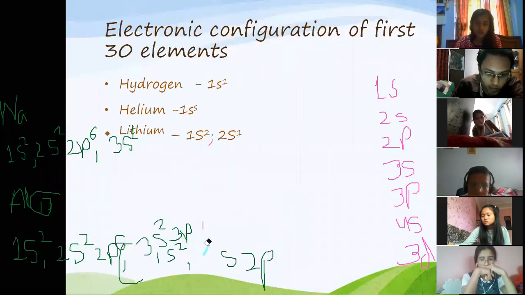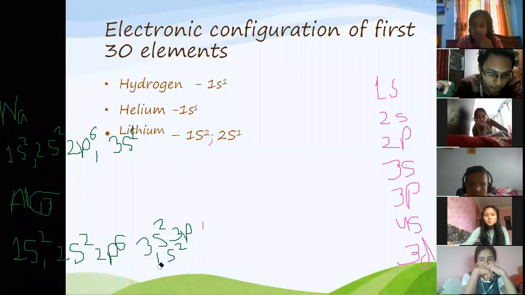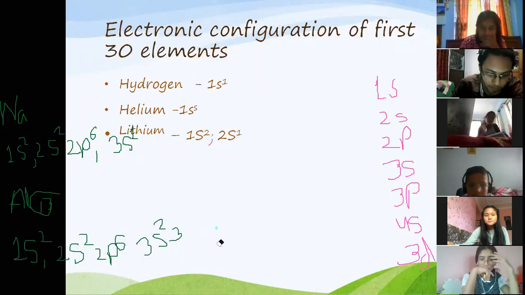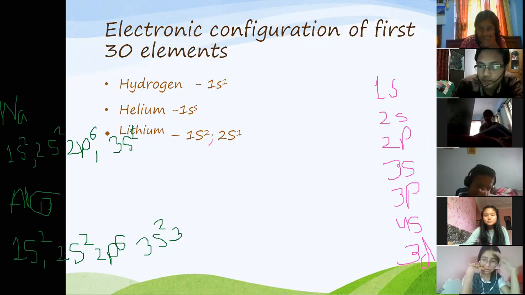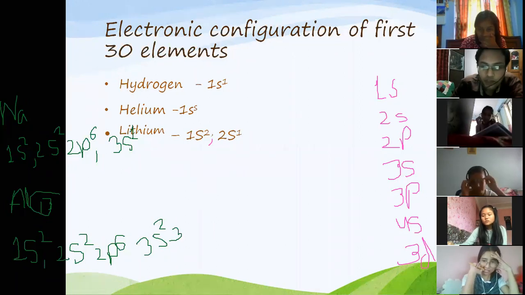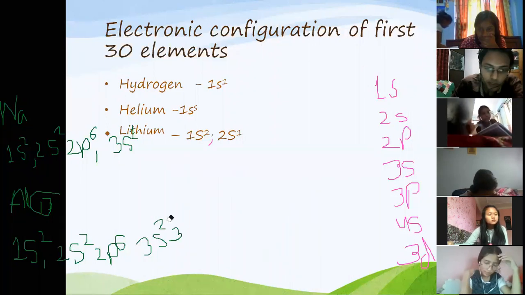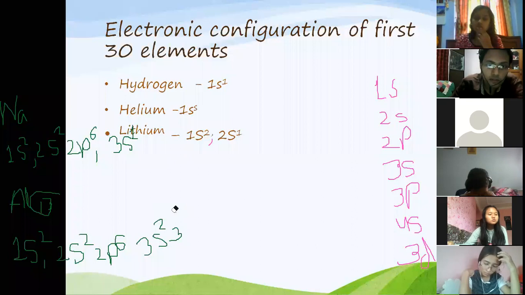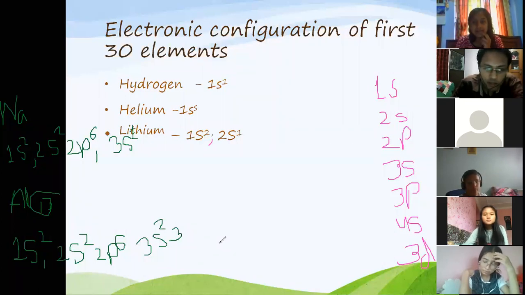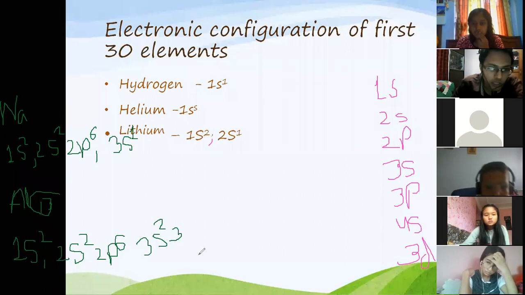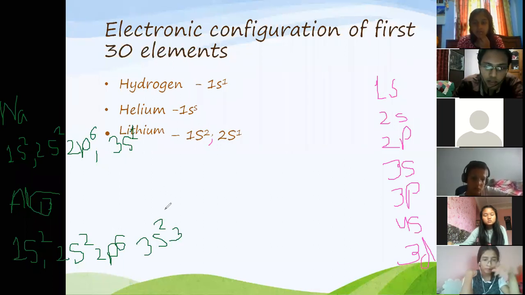Excuse me, sir. Yes, you can ask. Sir, if there are less than 6 electrons in the p orbital, then can't we write 2p4, 2p5 like that? Yes, we can do that. Why not? For example, after carbon, what comes? Nitrogen, right? So for nitrogen, how will you write? Nitrogen has 7 electrons, so you will write 1s2, 2s2, and then 2p3, right?